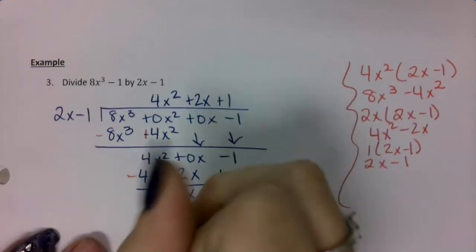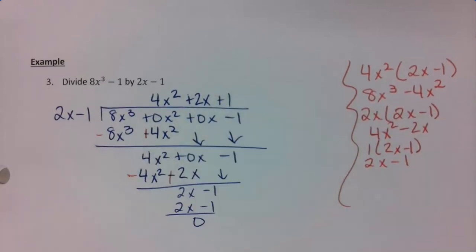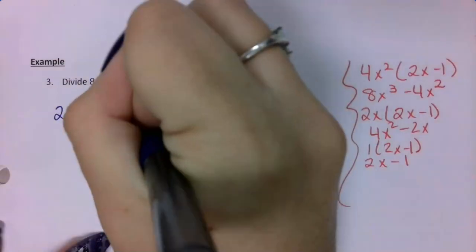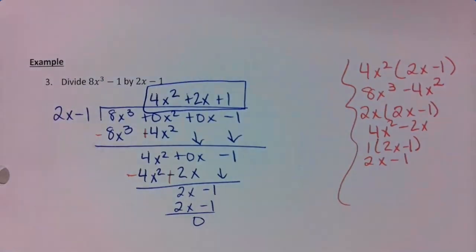Okay, and then these two cancel out. So I don't have a remainder here. So my final answer is just what I've written up above. The 4x squared plus 2x plus 1. Questions here?